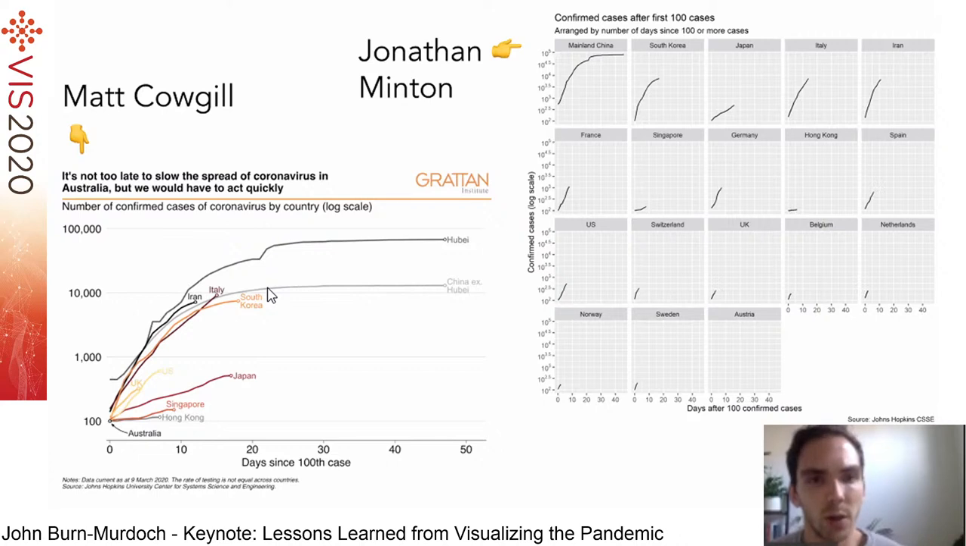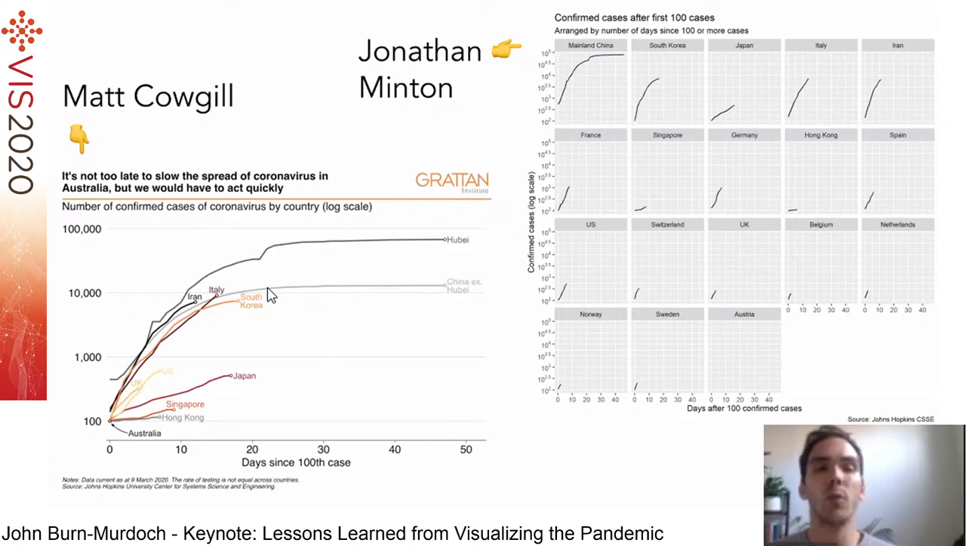So Matt Cowgill, who works for the Grattan Institute in Australia, had produced the version in the bottom left there, I think earlier on the same day that I produced ours at the FT. And then there's a health economist in the UK, Jonathan Minton, who produced some similar charts on the right. So there was clearly a lot of convergent evolution going on in how different people were approaching this. But just coming back to the main chart, so why did we go for a log scale?